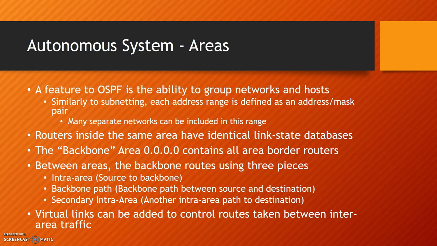Another cool thing about OSPF is you can use virtual links to add control for routes taken in between inter-area traffic. So if you didn't want to go through the backbone, you could actually create a virtual link from one area to another, bypassing the backbone or other routes.